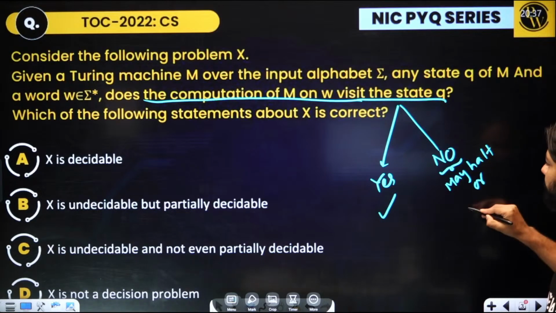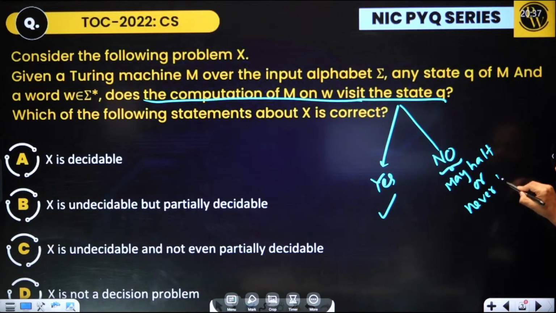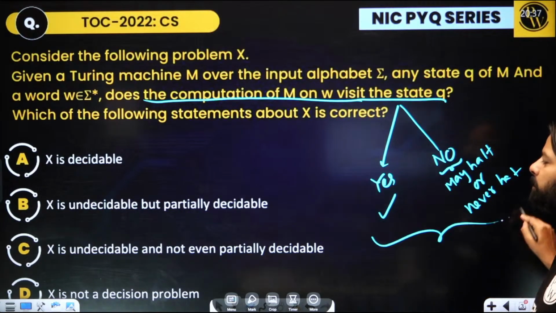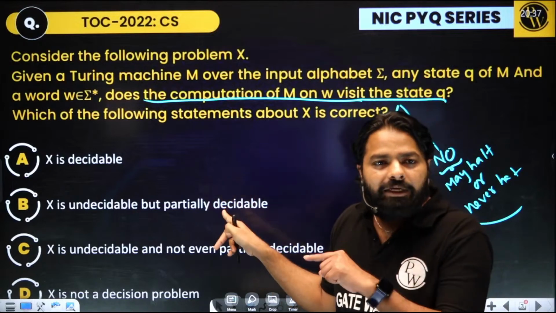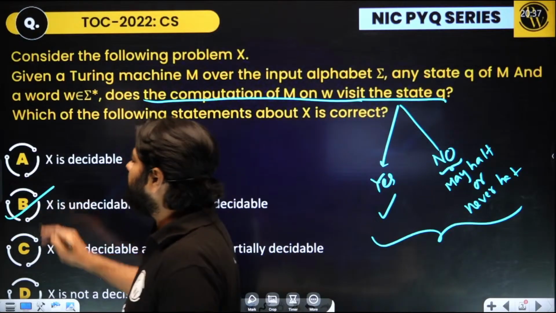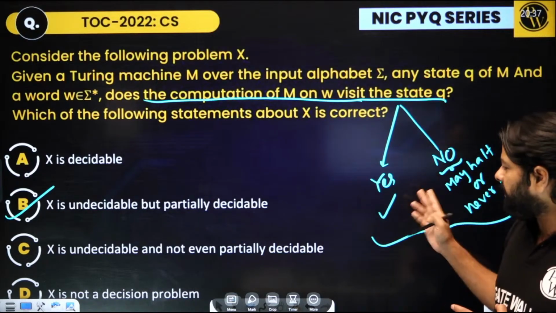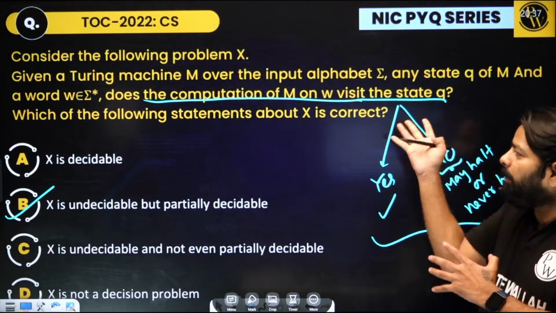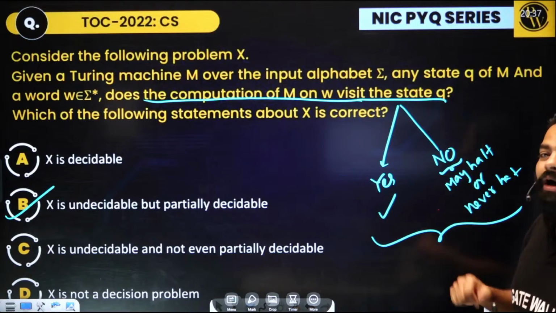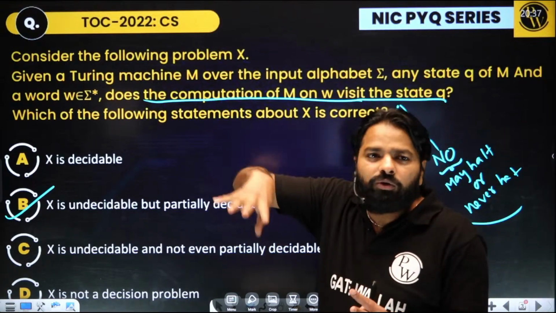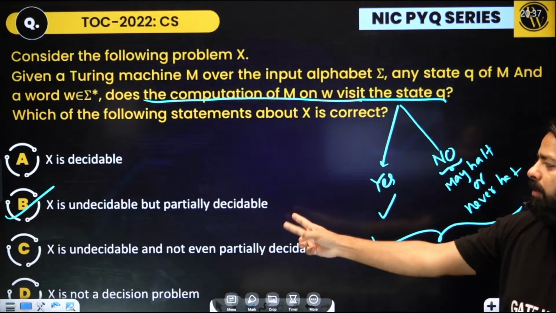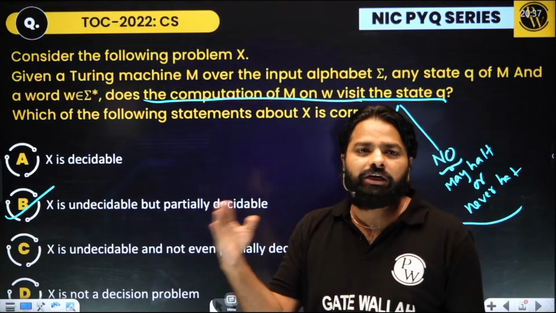Two cases may come. If this machine never halts, then you don't get the answer at all. This is the reason this problem is undecidable but partially decidable. The reason is partially: if it really reaches the state q, it will definitely say yes. If it is not able to reach, it may say no, or it may not say at all, because it may go to never halt. Okay, that's the problem. Undecidable but partially decidable.